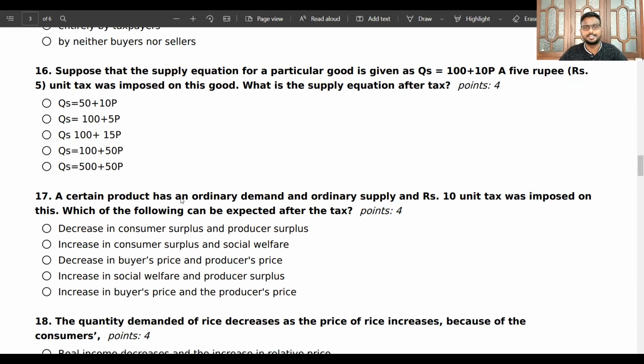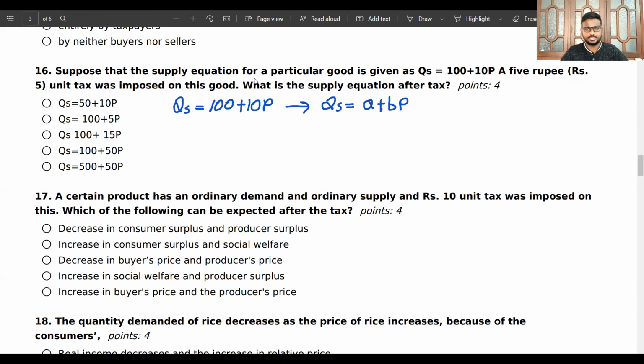And yeah, question number 16 is a pretty basic question where you have a supply equation given, which is QS equals 100 plus 10P. So that's the basic form of a supply equation. If you take the basic format, it goes like A plus BP. So A is 100 units, B is 10. So that's given. Based on that, we have the supply equation.